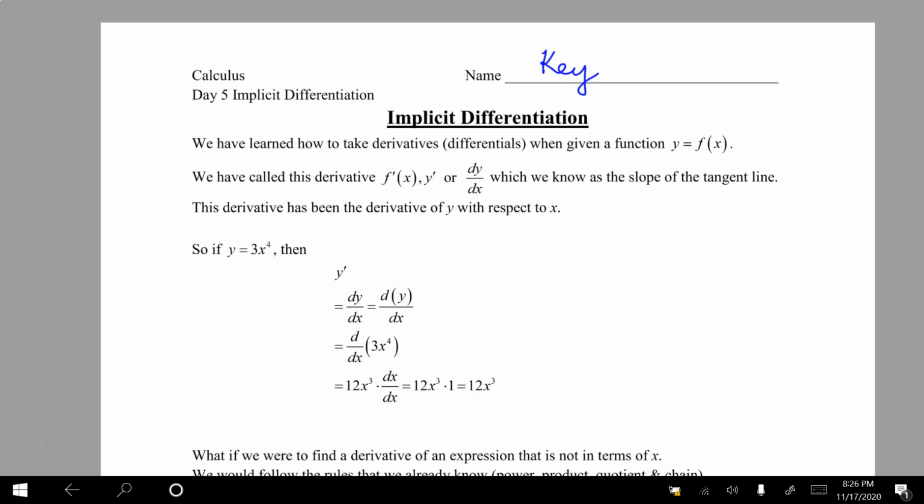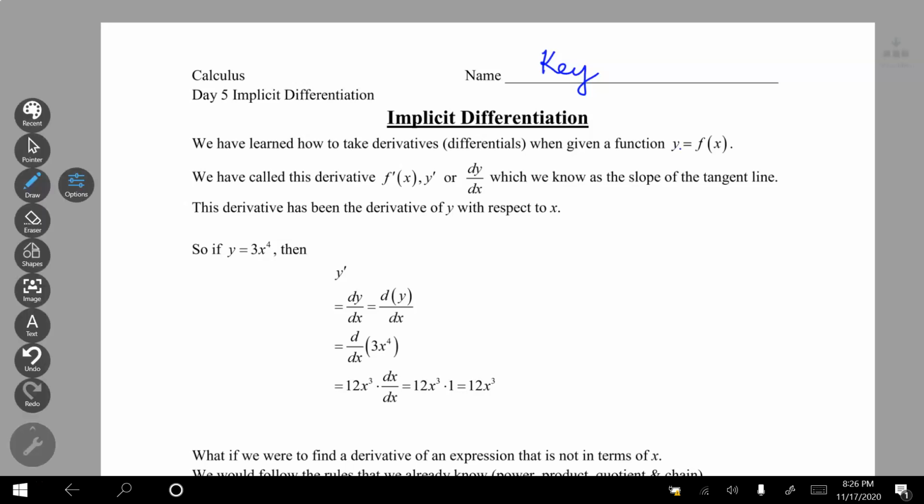Okay, today's day 5, implicit differentiation, and we're going to look at how to take derivatives with respect to the letter x, but when we're using different variables. So far we've been working on functions that say y equals f of x, and this is an explicit equation, and we've been using all these different rules to take power, product, blah, blah, blah.